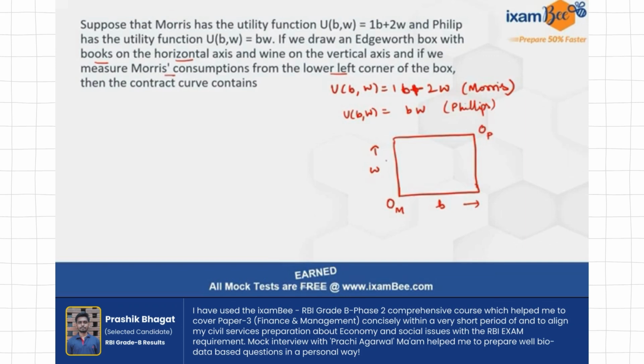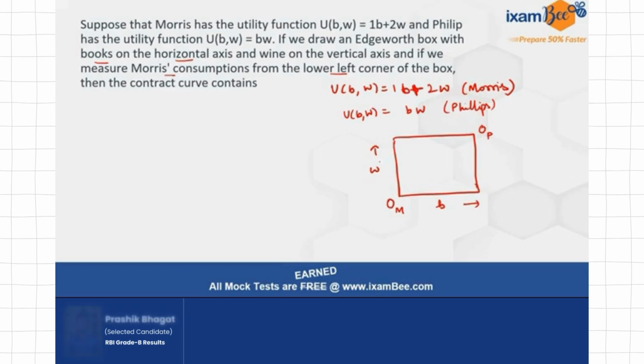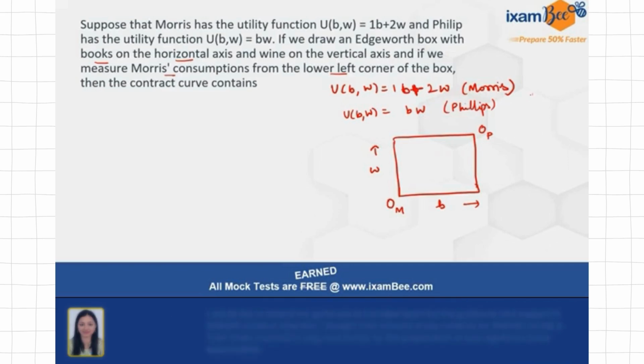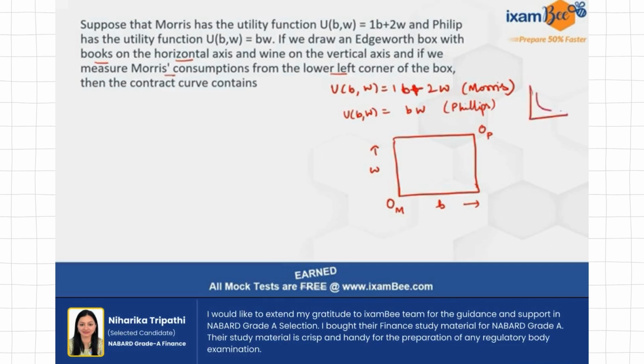If you have to find how the contract curve looks, you first need to plot the utility function for both these individuals. For Philip's, it's very easy. You can see BW is similar to Cobb-Douglas form. I hope you remember how Cobb-Douglas preferences look. These are well-behaved preferences with ICs which are convex. This is the IC for these Cobb-Douglas preferences.